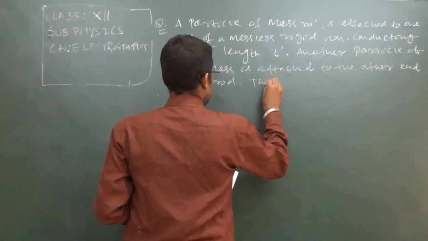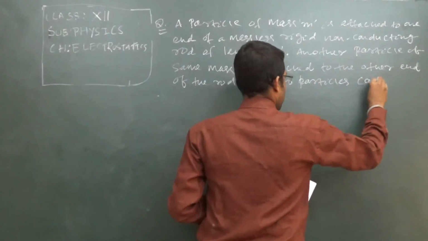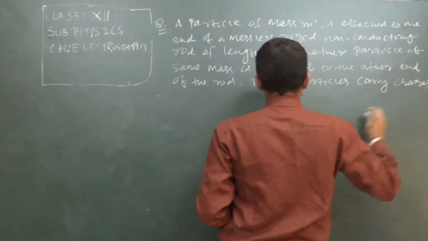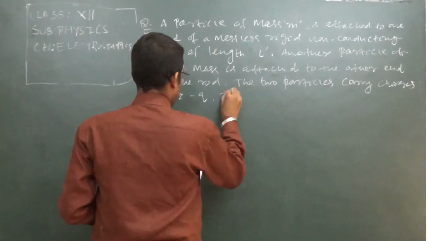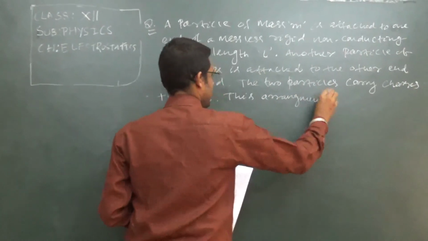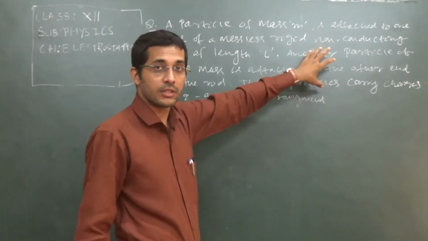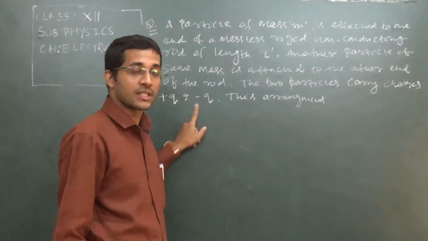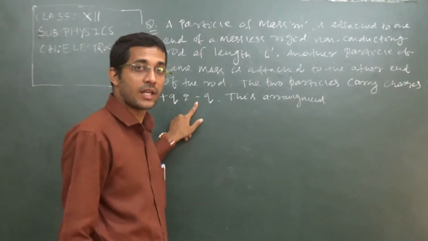The two particles carry charges plus q and minus q. Then we can write this arrangement. So see, when you get this question that the two particles having masses tied at the two different ends of the rod of length L have charges plus q and minus q, that means the magnitudes are the same and the signs are different. That's why you can say this is representing a dipole, nothing else.